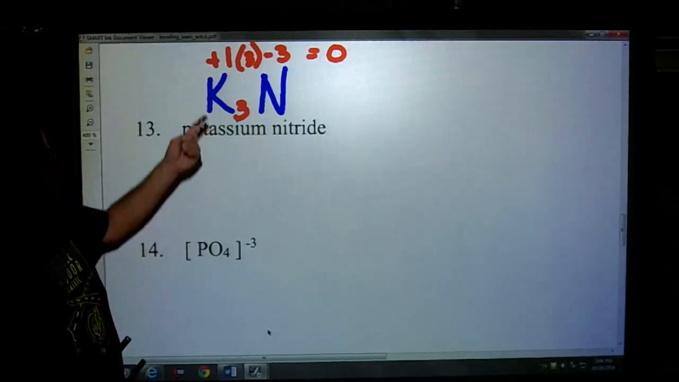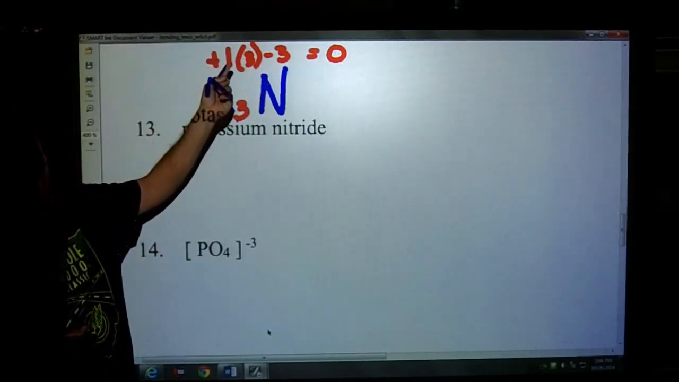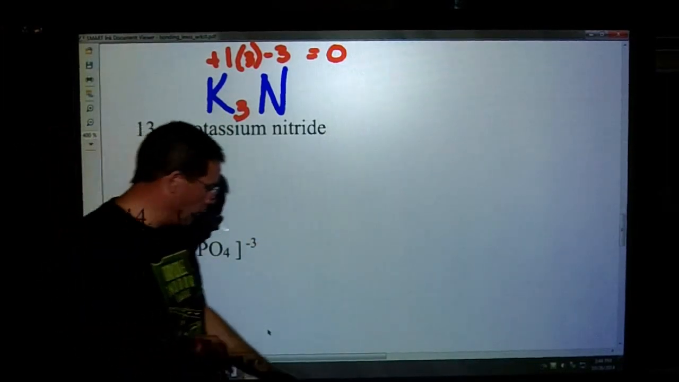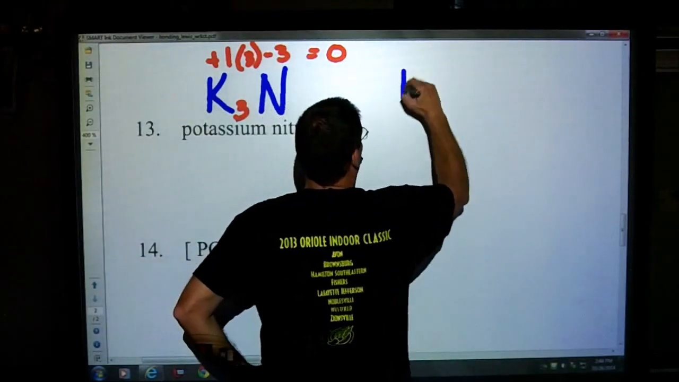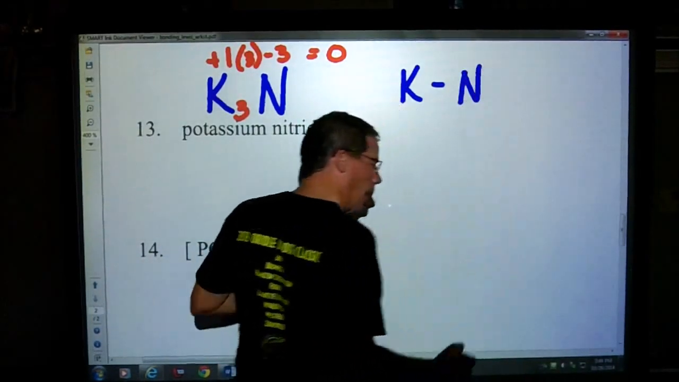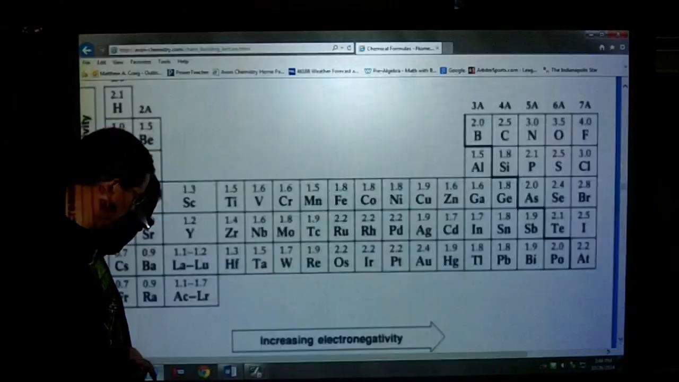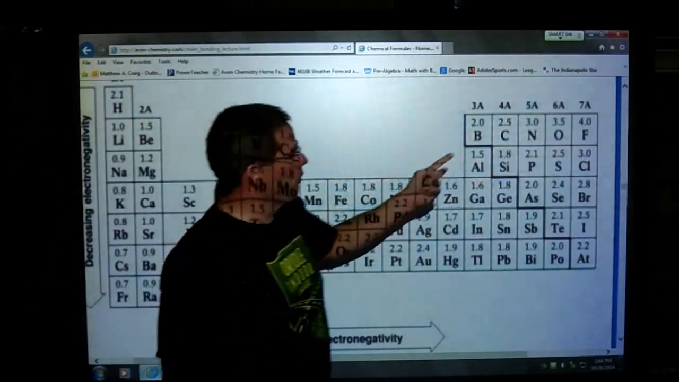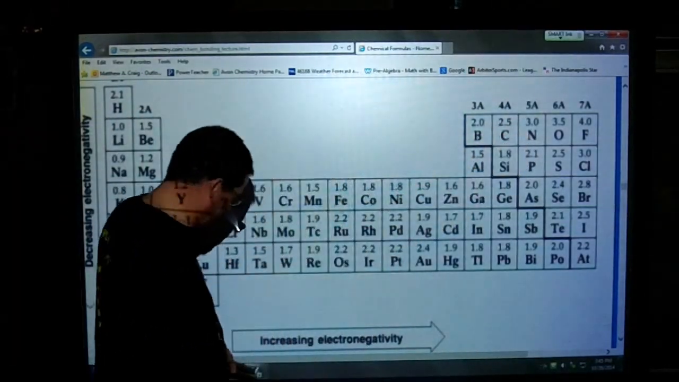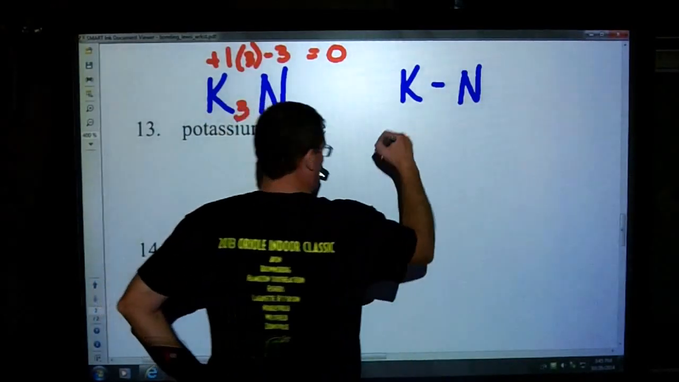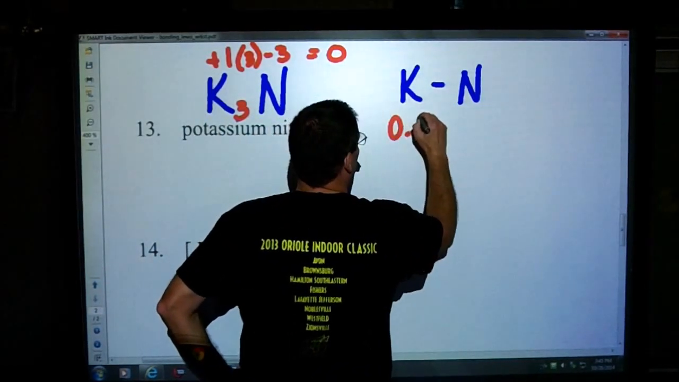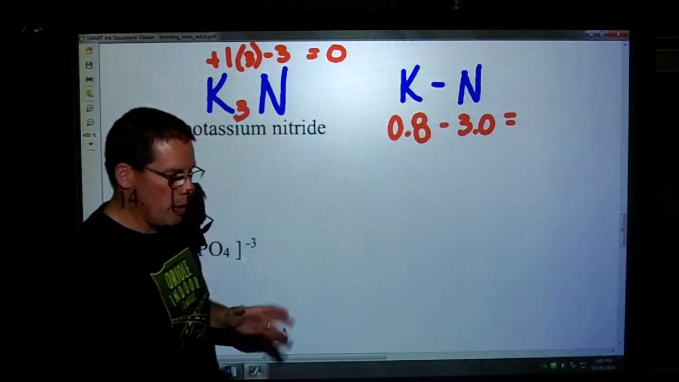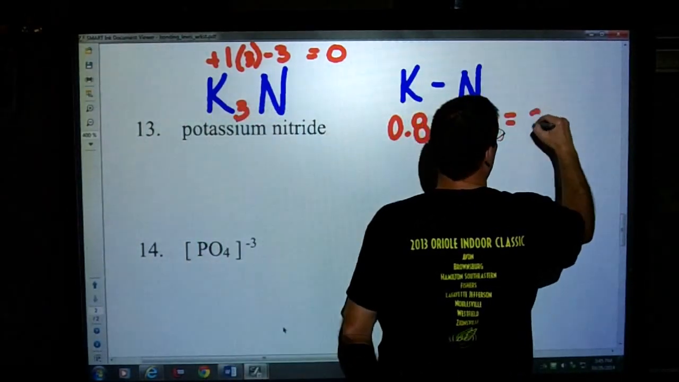And as we just demonstrated, we have full-blown charges because you have a metal with a nonmetal. But to validate that, make sure we do the differences in electronegativities. So between a potassium and a nitrogen, what kind of bond do we have? Well, we have to find out. Potassium has a value of 0.8. Nitrogen has a value of 3.0. Take the difference of those two. If we get a negative, drop it. So it's a value of 2.2.